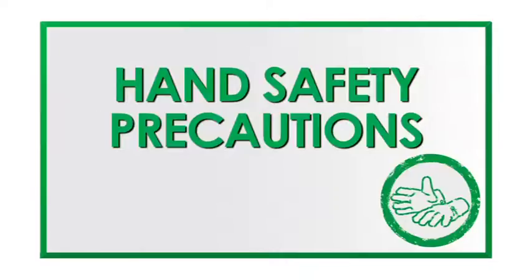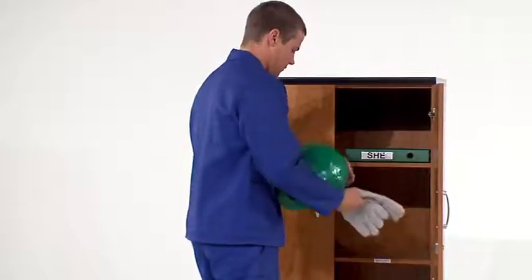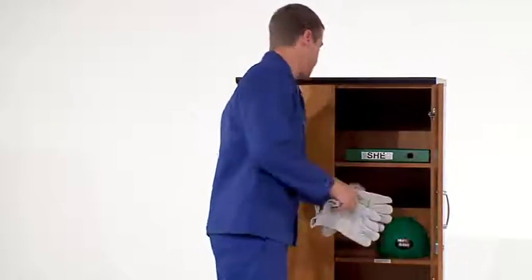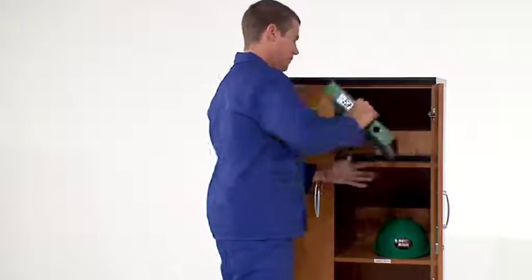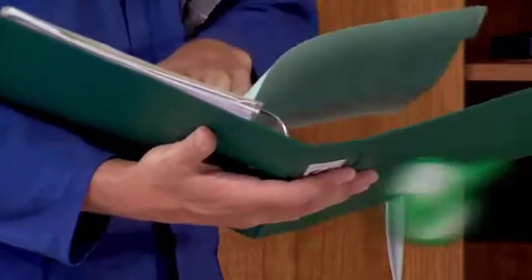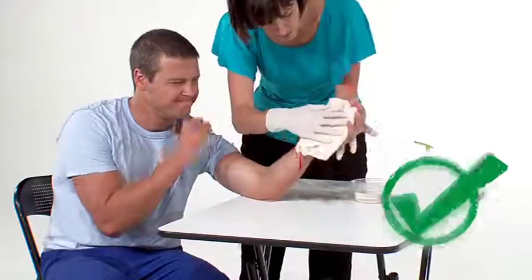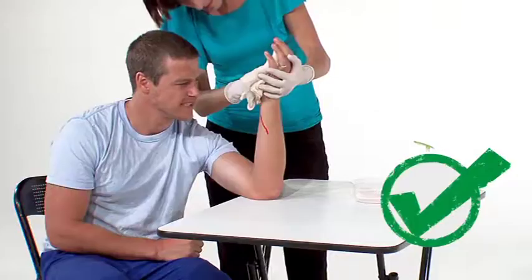Hand safety precautions. The best line of defense against hand injuries is to make sure you're aware of potential hazards in your work environment and familiarize yourself with all safety procedures and instructions. Wear the required personal protective equipment. Always practice good hygiene and get the necessary first aid as soon as an accident happens.